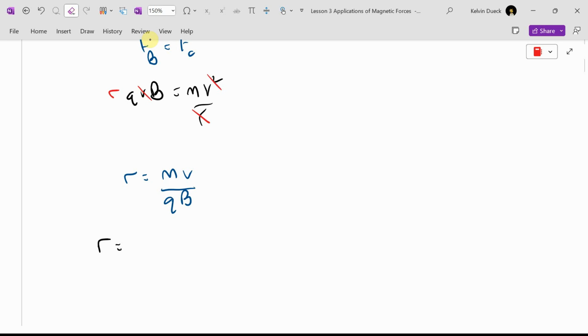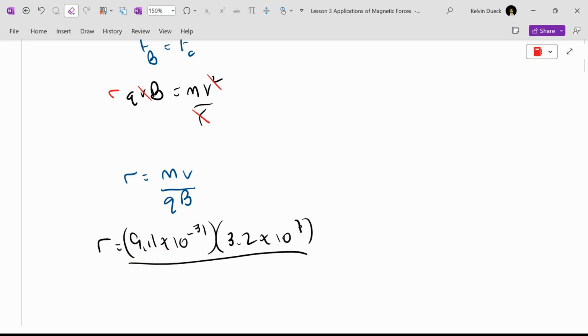This is why you all have your formula sheets out. Good, yeah, 9.11 times 10 to the negative 31. V, that's the speed. I scrolled down. What was it? 3.2 times 10 to the... divided by Q. It's an electron.